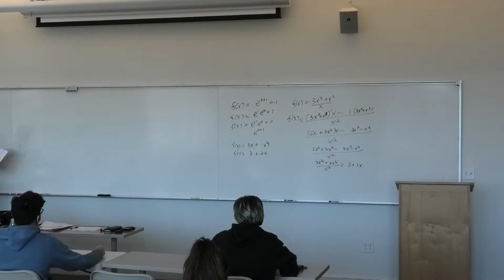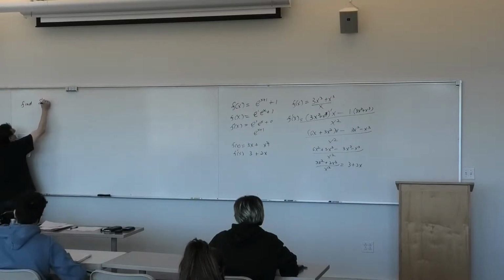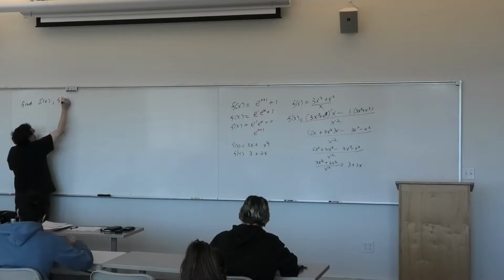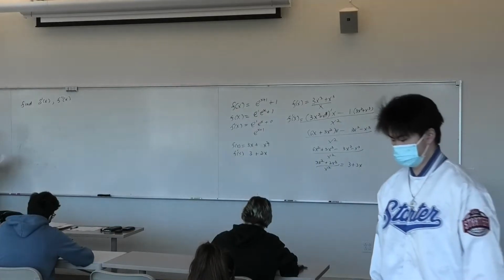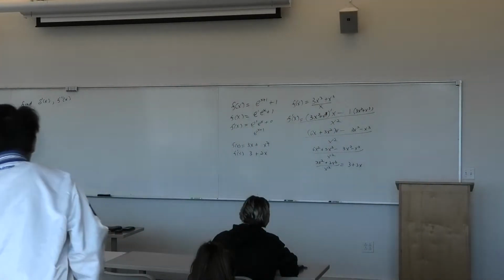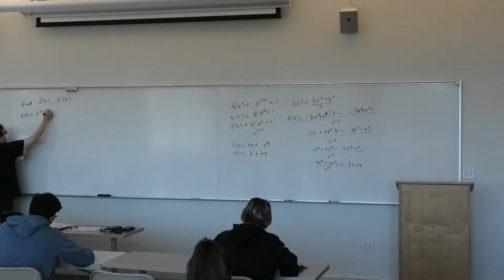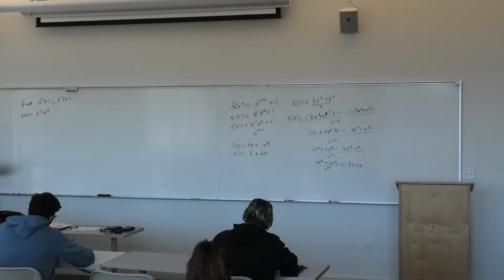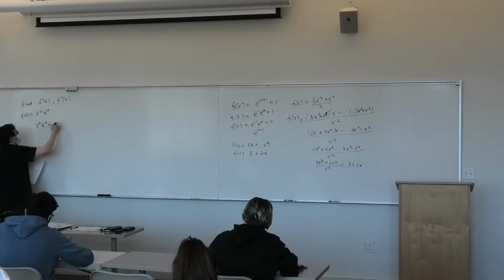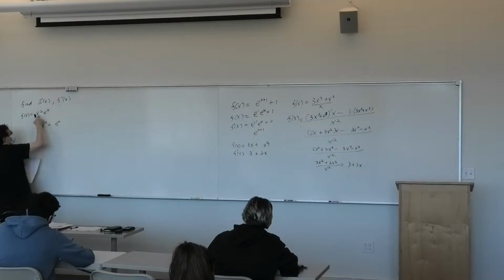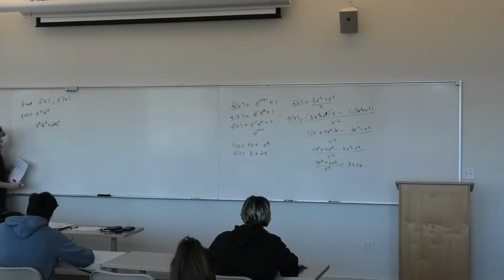So, okay, here we have some problems where we want to find f prime of x and f double prime, the second derivative. So if f of x equals x squared e to the x, obviously we have to use the product rule. So x squared times the derivative of e to the x plus e to the x times the derivative of x squared, which is 2x. That's f prime of x.